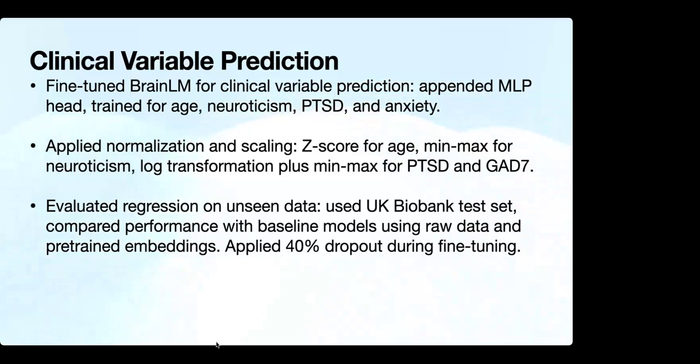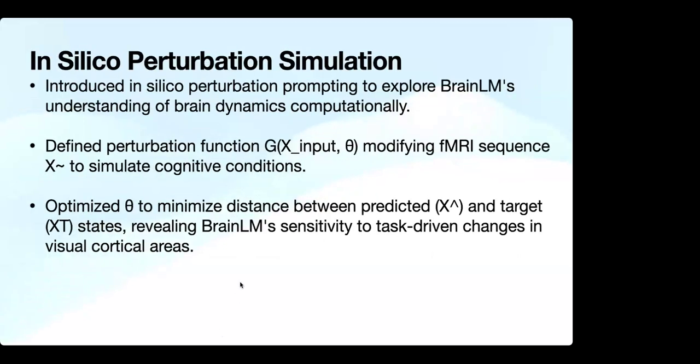So then they used this regression task on the unseen data, where they used the UK Biobank test set, compared for performance with baseline models using raw data and pre-trained embeddings. And they applied 40% dropout during the fine-tuning parts.